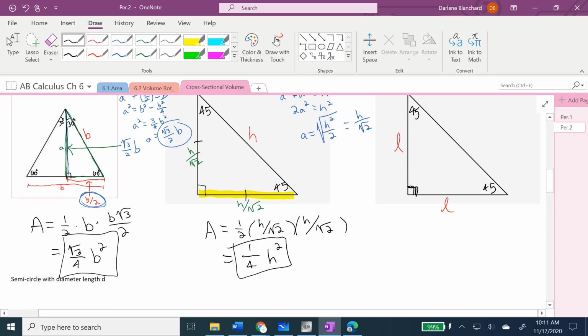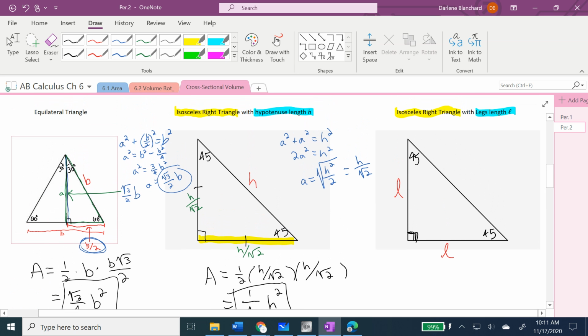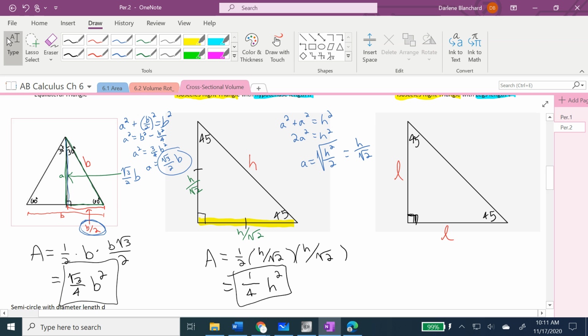The next one's almost too easy. If you know the length of the legs, what is the area formula? And I decided to do a cursive L for leg.